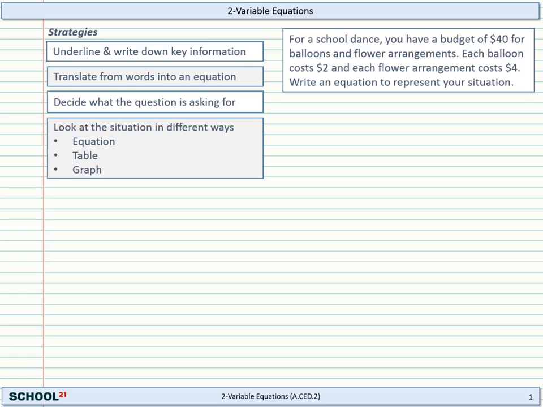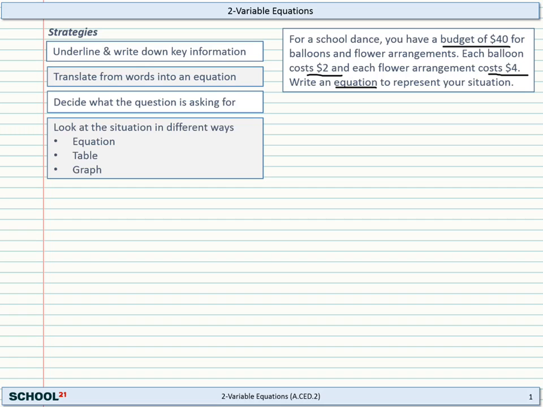For a school dance, you have a budget of $40 for balloons and flower arrangements. Each balloon costs $2 and each flower arrangement costs $4. Write an equation to represent your situation. Notice how while I'm reading this, I'm using the strategies of underlining key information to try to make sense of this problem. So what they want is an equation here.